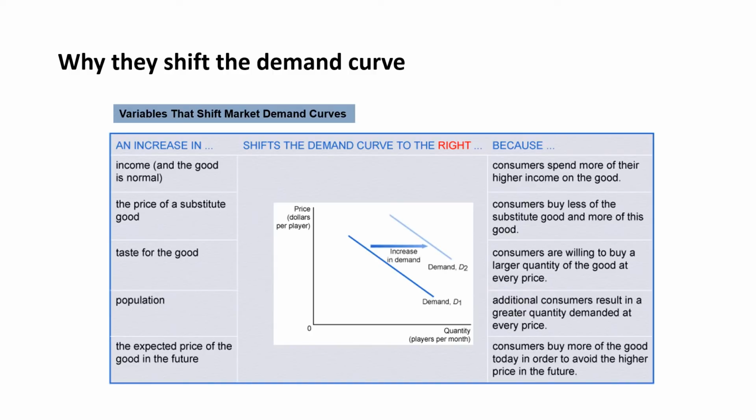Why do we shift the demand curve? Where is there a shift in the demand curve? For example, if there is an increase in income and the product is a normal good, what will happen? The consumer spends more of their higher income on the goods. So the consumer will start to consume more of this certain product with their income.